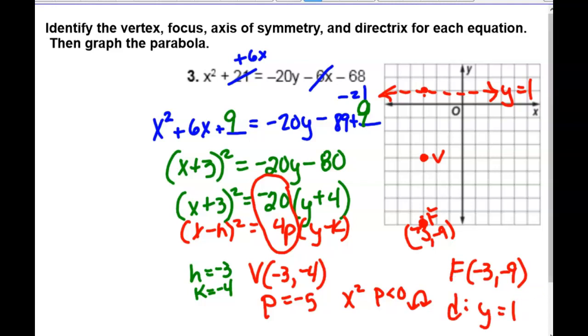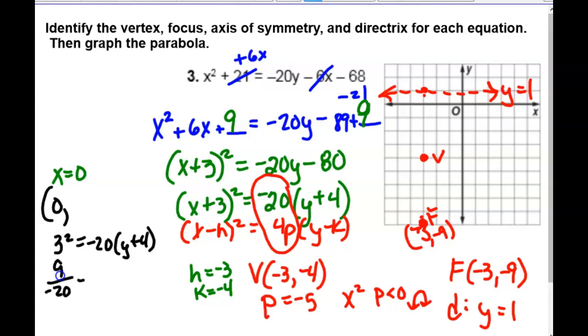All right, then the ickiness. Again, we don't have a lot of room to go out from this vertex. Can I just put in 0? Where it crosses the y-axis would be x equals 0. If I put in x equals 0, I'd have 3 squared equals -20 times (y plus 4). 9 over -20 equals y plus 4. It's not going to be nice, but we can do it.